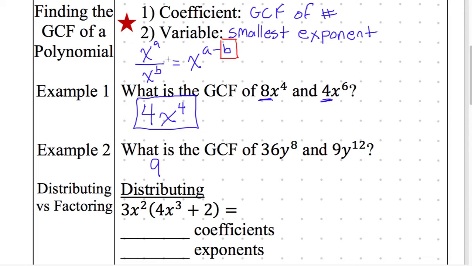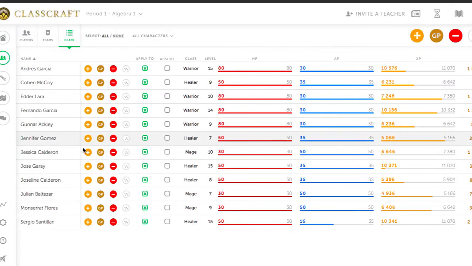I see 1 hand, 2 hands, 3 hands. Josie? Yeah, go for it, Josie. 9y to the power of 8. You're correct. That's a full answer. Good job. Yep, 9y to the power of 8. Everyone write it.